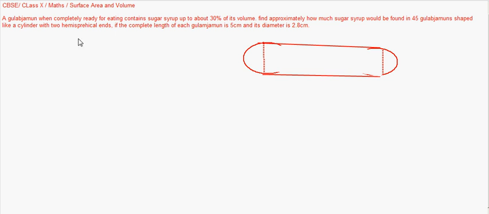The length of each gulab jamun is 5 centimeter. That means this whole length is 5 centimeter. So we have to calculate only the cylindrical part, because it has a diameter of 2.8, that means this part is 1.4, this is 1.4. So if we subtract 2.8, this blue part is only 2.2 centimeter. 5 minus 2.8, on both the sides 1.4, 1.4. The radius will similarly be 1.4 centimeter.